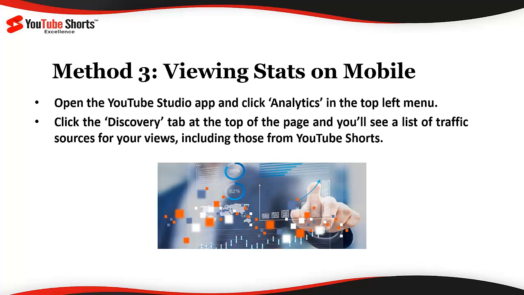Method 3. Viewing stats on mobile. Open the YouTube Studio app and click Analytics in the top left menu. Click the Discovery tab at the top of the page and you'll see a list of traffic sources for your views, including those from YouTube Shorts.